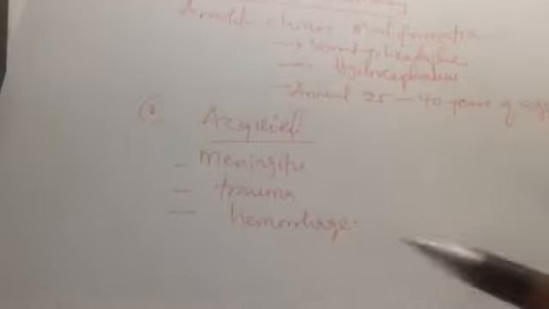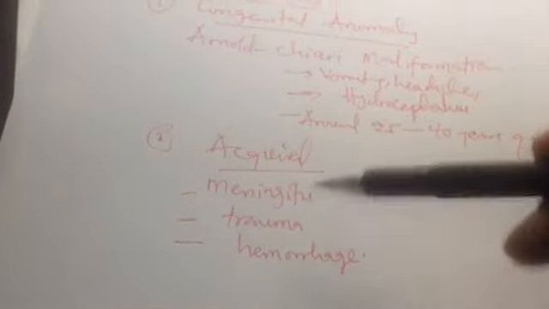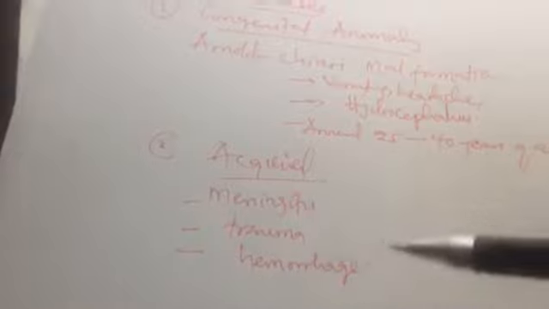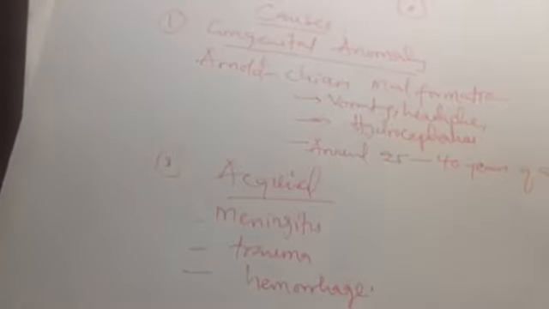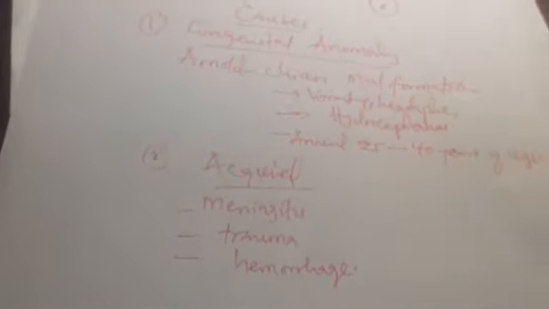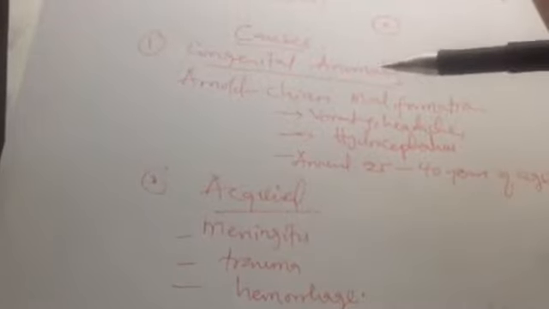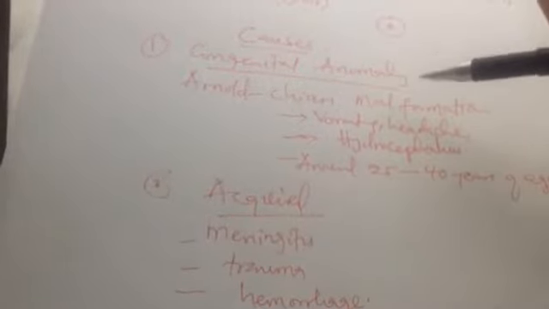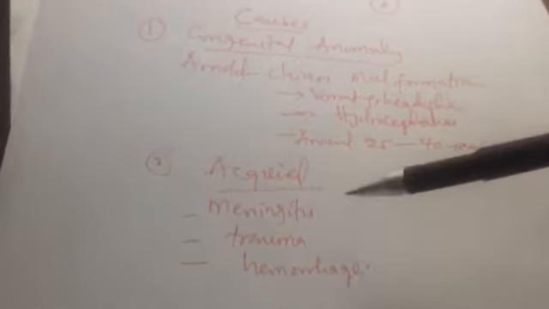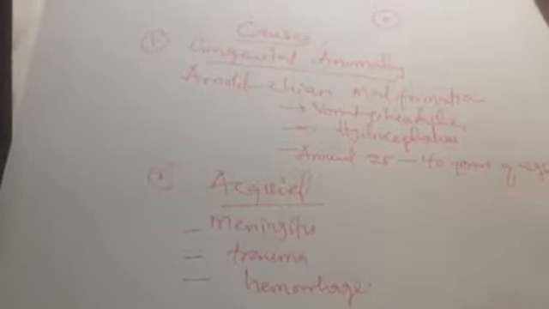So in these pathologies, there is also formation of a cyst in the spinal cord. That's why sometimes they regard this congenital anomaly as communicating, while the acquired one is known as non-communicating. So that is it. Now we are going to see the symptoms.